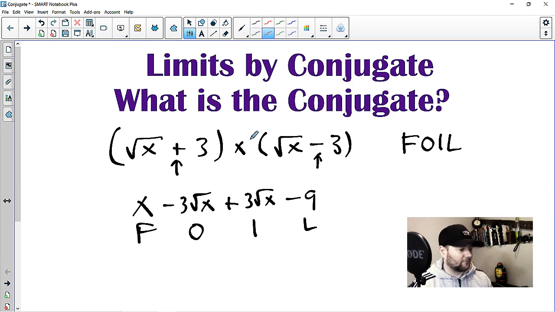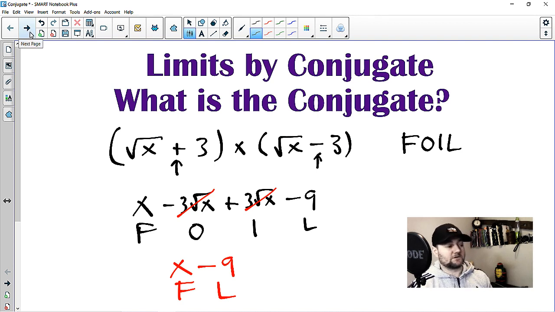What ends up happening, of course, is the outside and the inside cancel. Those two middle terms are exactly opposite, which is why we do the conjugate, in order to make that cancel. And then we end up with x minus 9. So that is the first and the last term. In my class, what I tell students is when you're doing the conjugate, you don't do FOIL, you do FL, which is first and last. So when I say FL, it means first and last.